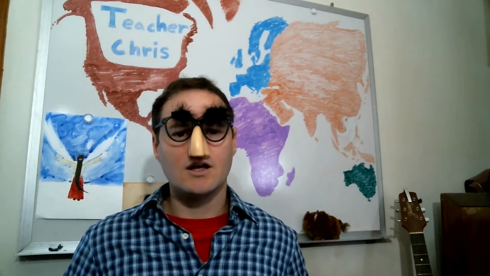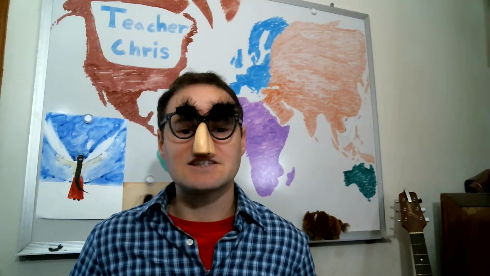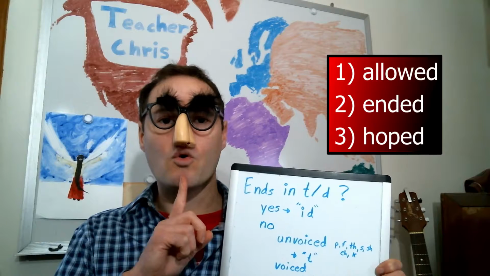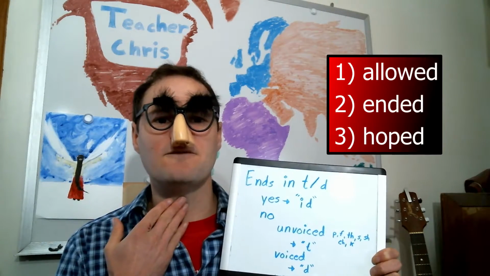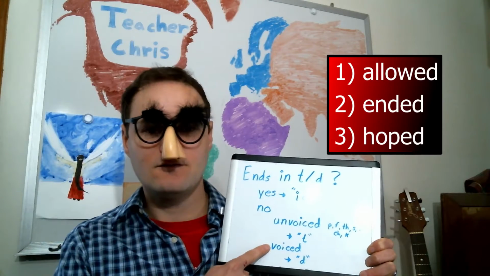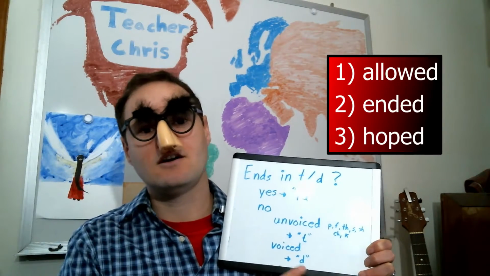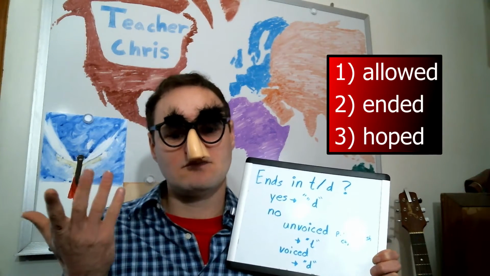Oh no! It's quiz time! All right. Put the verbs in the past tense. First verb. Allow. Ooh, that's a voiced letter sound. So we add a D on the end. Allowed. Right? Pretty simple.